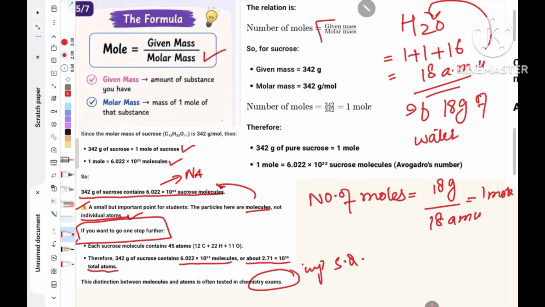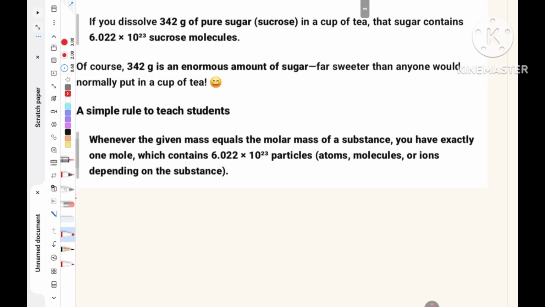Look at the relation: the given mass is equal to molar mass. So for given mass 342 gram, molar mass 342 gram is equal to 1 mole. Let's understand this example from daily life. If you dissolve 342 gram of pure sucrose in a cup of tea, that sugar contains 6.022 × 10^23 molecules of sucrose.